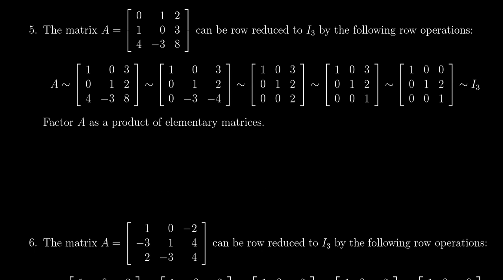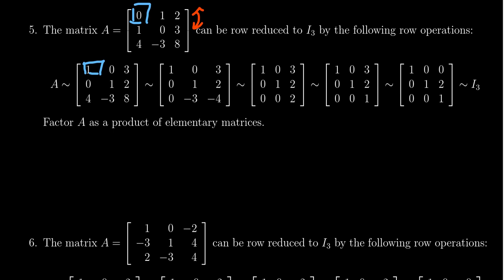We're supposed to factor A as a product of elementary matrices. And so we notice here, as we go from A to the next matrix, to the next one, and so on to the identity, each step along the way there is a single row operation that's performed. So what I want to first do is recognize what those operations are. To go from A to the first matrix, I've performed an interchange operation. So you interchange rows 1 and 2.